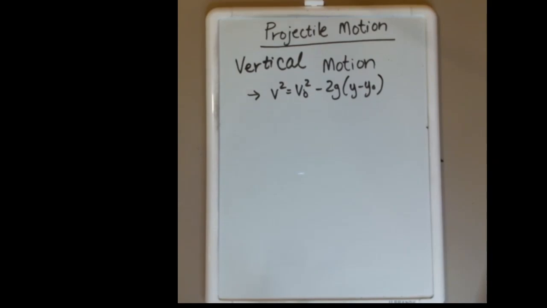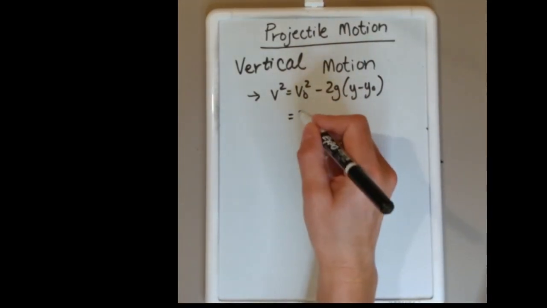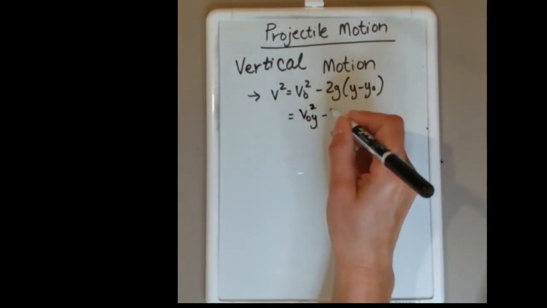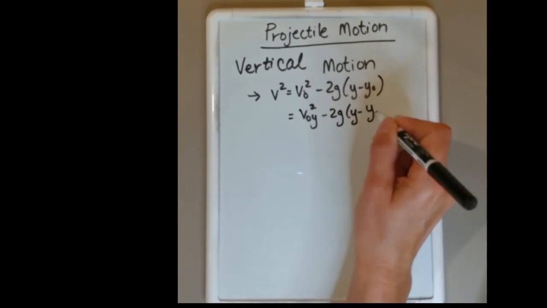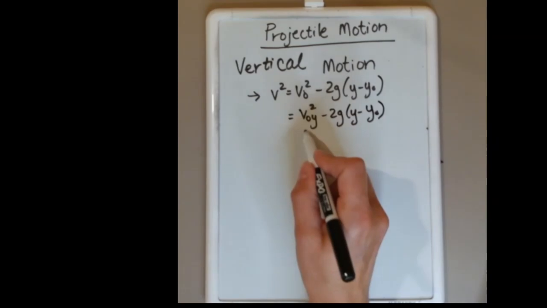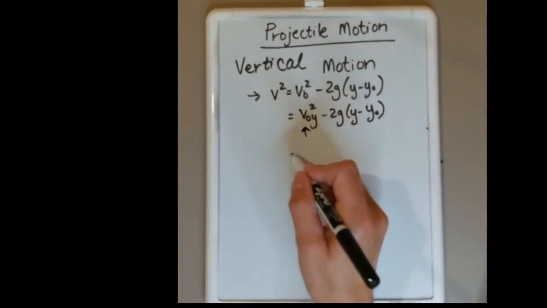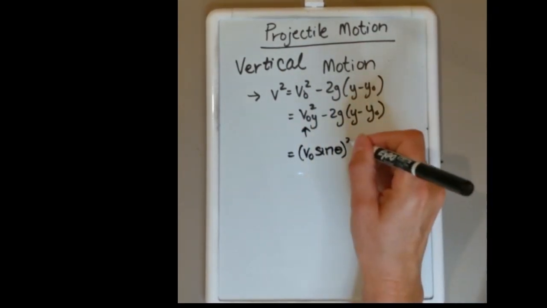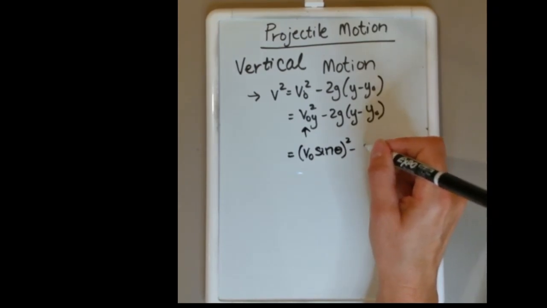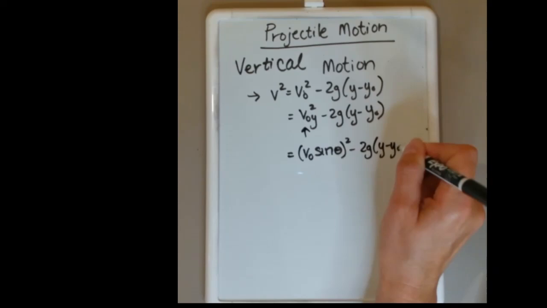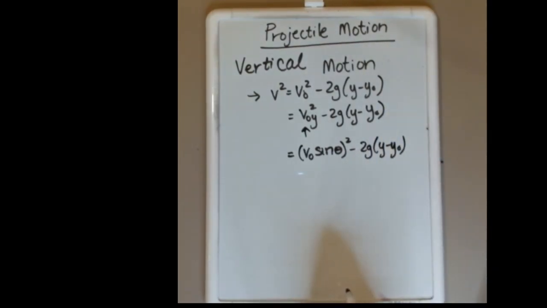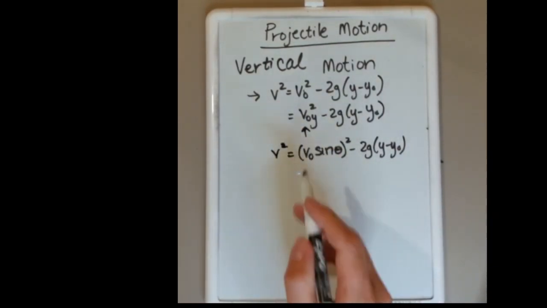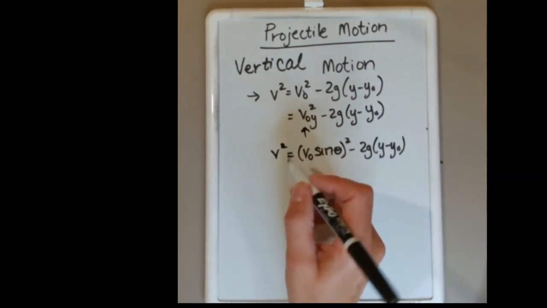So I'm just going to put in our v naught as v naught y squared minus 2g times y minus y naught. And then again, we're going to substitute in here. V naught y, we're going to use our sine expression, so that becomes v naught sine theta, quantity squared, minus 2g times y minus y naught. So that is going to be our expression for v squared, and that would be in our y direction.